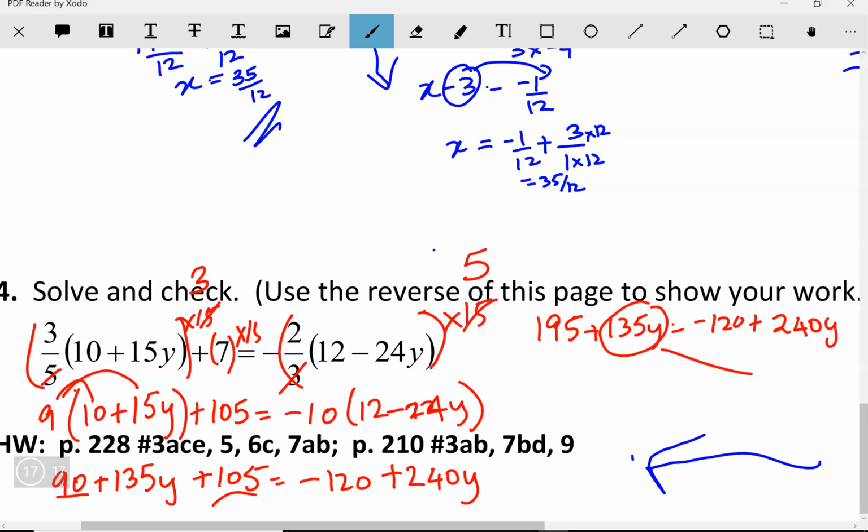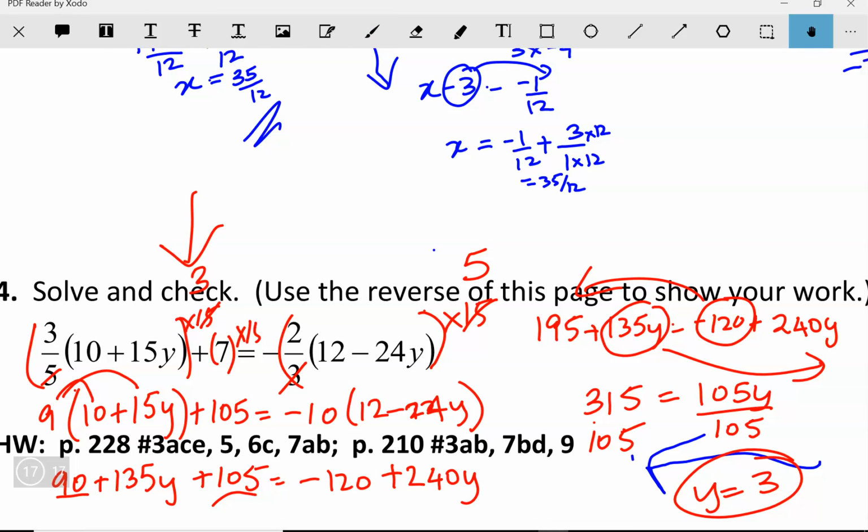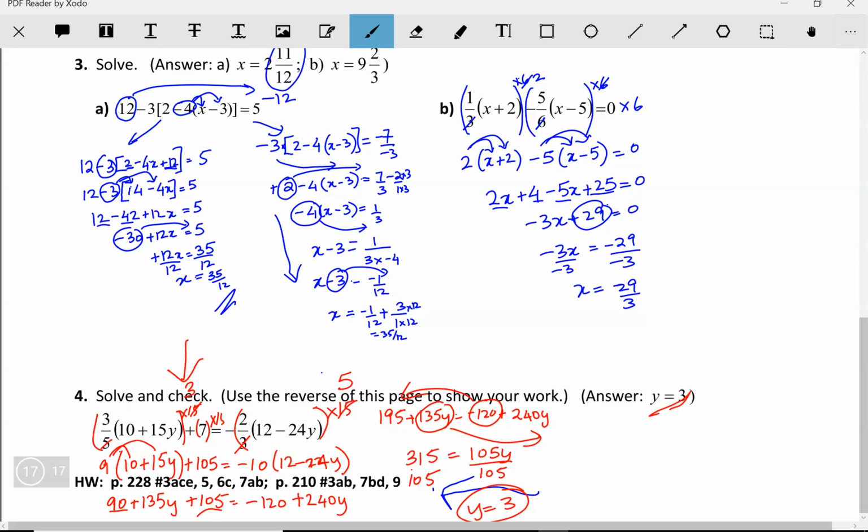And then this over here and this over there. So 195 plus 120 is 315 equals 240 minus 135y, which is 105y, and we're dividing both sides by 105, so I get y equals 3. That's my final answer. When it says check, you have to show a formal check. I'm not going to do that because you guys know what a formal check looks like, and I know my answer is correct because the answer is given here.